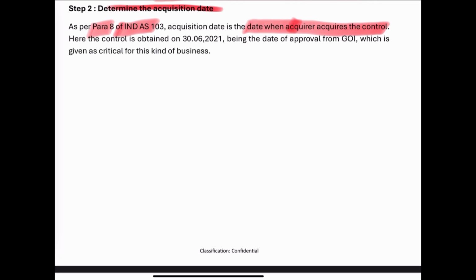Here it has been given that on 30th June 2021, Government of India has given the final approval, and it has been given that without Government of India approval, these transactions cannot be taken through. Since it's a critical approval, we can take the date on which the Government of India has approved as the date on which the control has been transferred. So this 30 June 2021 will be the acquisition date for this example.